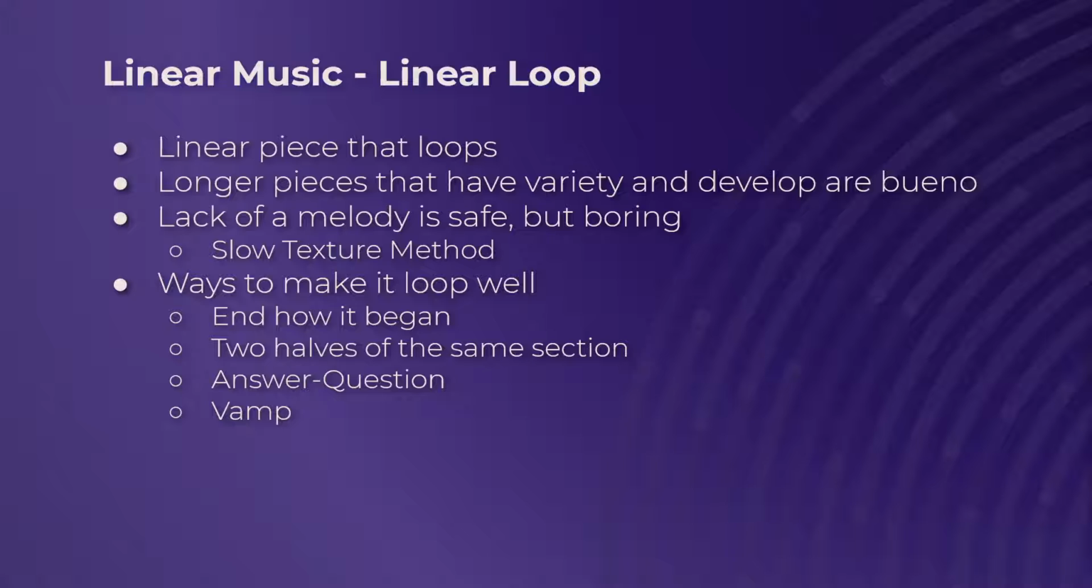And one last one, another jazz term, is a vamp. This is kind of similar to the slow texture method, but more musical. Vamps are basically just looped chord progressions that play while the melody goes over top of it. So the melody would be really the only main indication that it's looped, because the vamp just goes on the whole time. But yeah, those are a couple ways to make linear loops function in music.